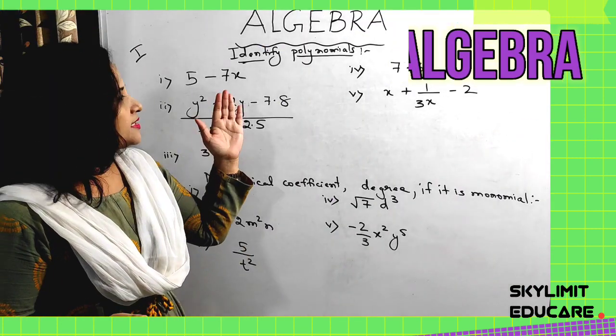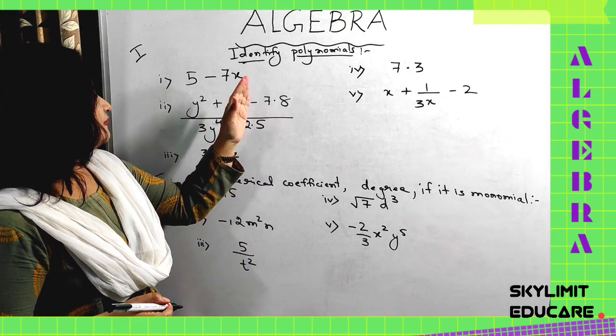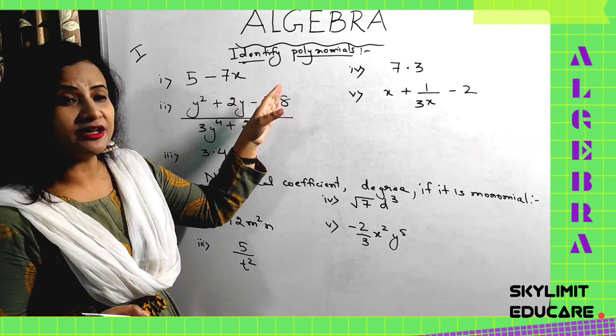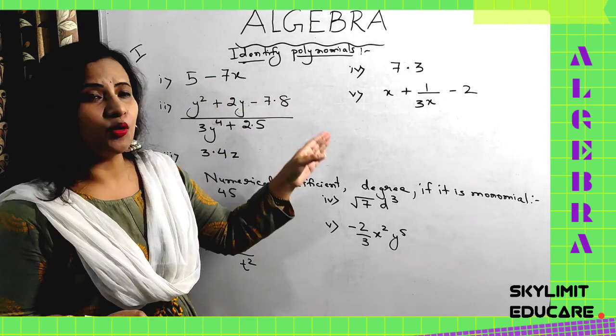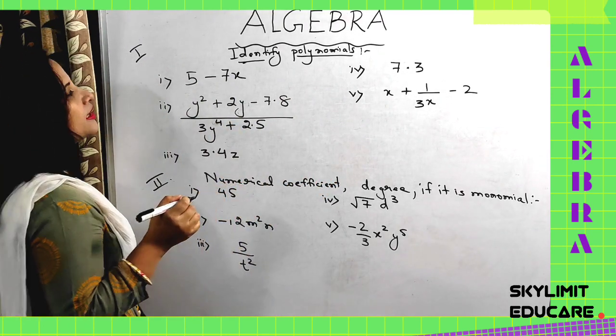Okay? So now students, here are some questions. The first question is you have to identify the monomials, identify the polynomials, which among these are polynomials. So let us check it out. Then your idea will be more clear with this.